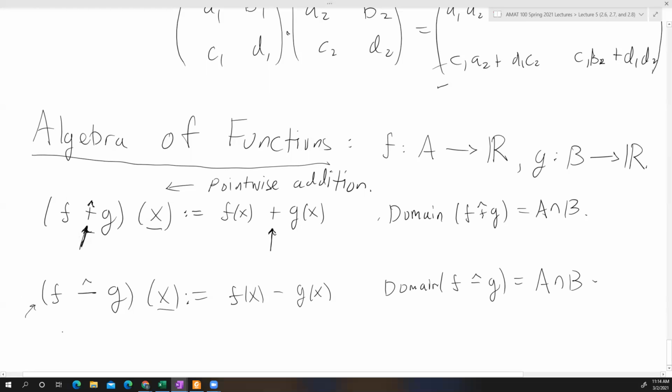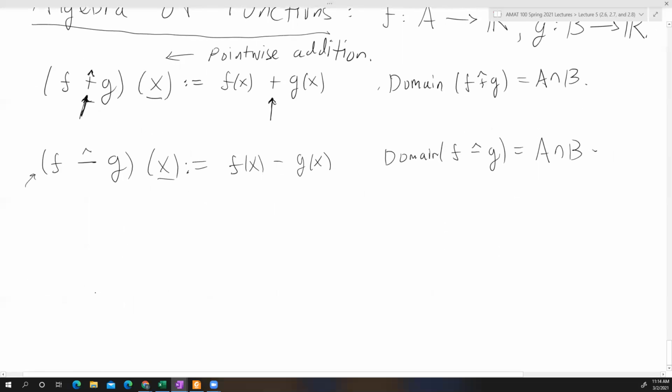Like addition, subtraction is really just adding a negative number, right? That's the idea. So subtracting functions is adding the negative of a function. This definition is sort of redundant, but it might come up, so I'll just include it.